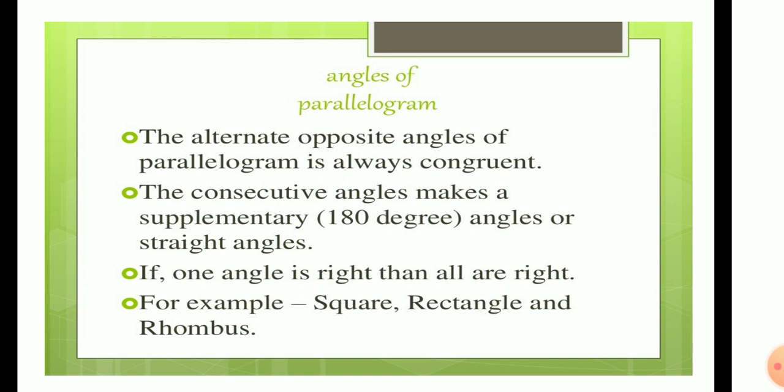Angles of parallelogram. The alternate opposite angles of a parallelogram are always congruent. Similarly, the consecutive angles make supplementary angles, or a straight angle. You are aware that consecutive angles are supplementary because they are co-interior angles also. If one angle is a right angle, then all are right. Means if any one angle of a parallelogram is a right angle, as I told you previously, then all angles are right angles, for example square, rectangle, and rhombus.